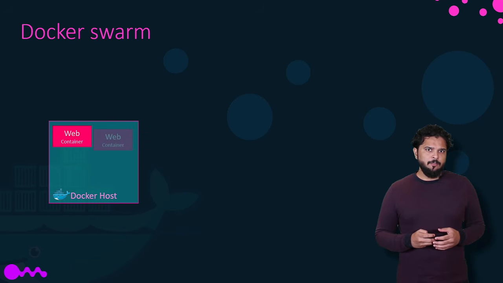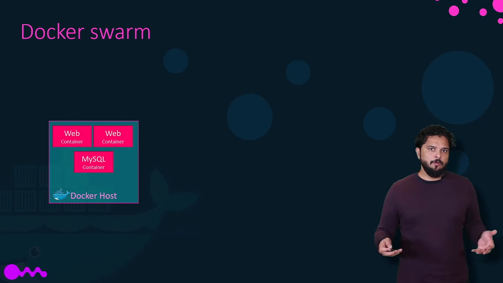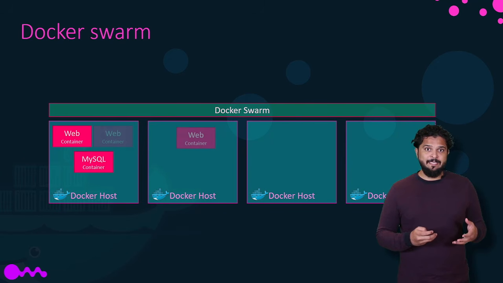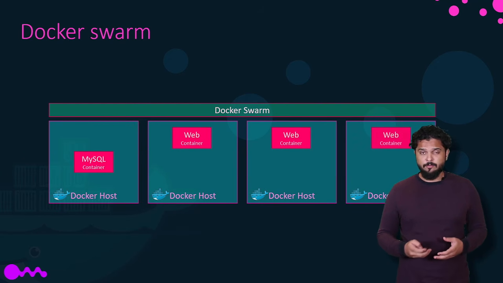With Docker Swarm, you could now combine multiple Docker machines together into a single cluster. Docker Swarm will take care of distributing your services or your application instances into separate hosts for high availability and for load balancing across different systems and hardware.